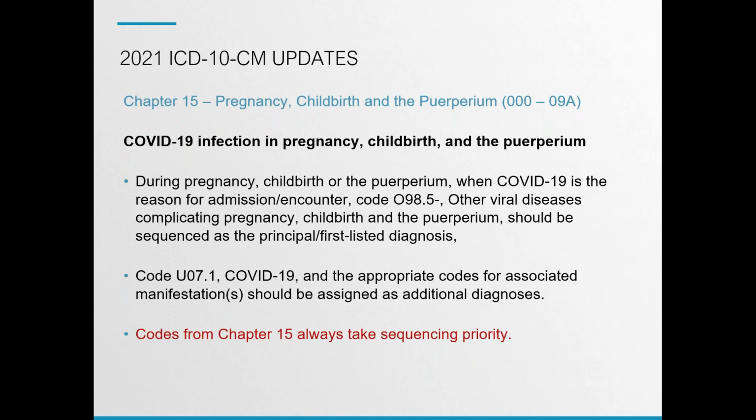A new section, 15.S in the guidelines, provides instruction on reporting COVID-19 infections in pregnancy, childbirth, and the puerperium. For example, when a newborn tests positive for COVID-19 and the provider has not documented a specific method of transmission, we're instructed to use code U07.1 and the appropriate codes for associated manifestations. Code P35.8, other congenital viral diseases, would be followed by U07.1 when the provider documents that the newborn contracted the disease in utero or during birth. Just as a note and a reminder, codes from Chapter 15 always come first. They take sequencing priority.